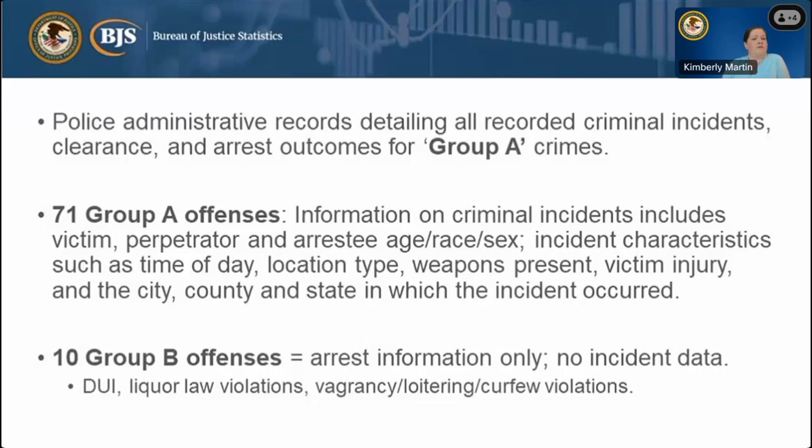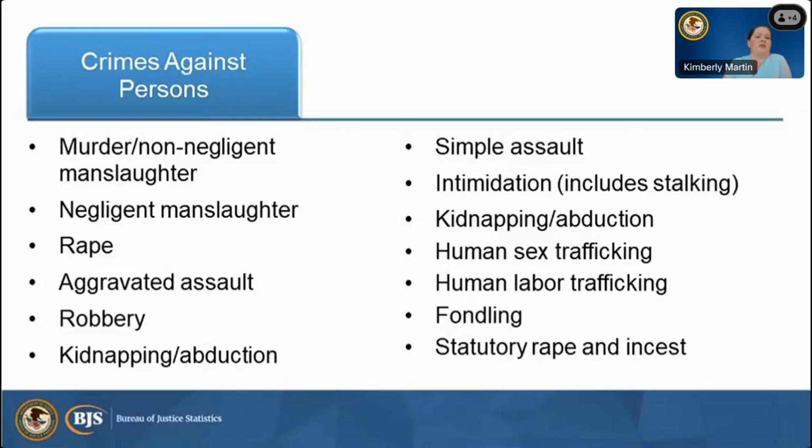Now, a lot of people mostly focus on these Group A offenses. But there's also another segment in NIBRS that gets less attention that I wanted to mention, and it's the Group B segment. A lot of smaller agencies may submit only Group B segment and not Group A. Group B is a set of 10 offenses for which NIBRS collects only arrest information and arrestee information. So those 71 separate offenses are organized in 3 ways. There's crimes against persons, crimes against property, and crimes against society.